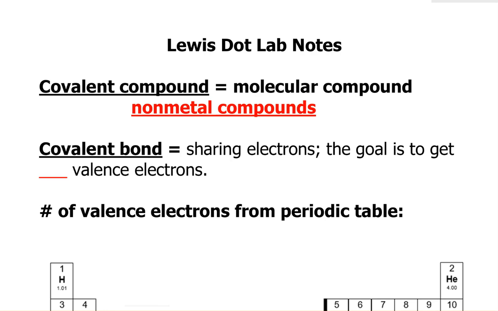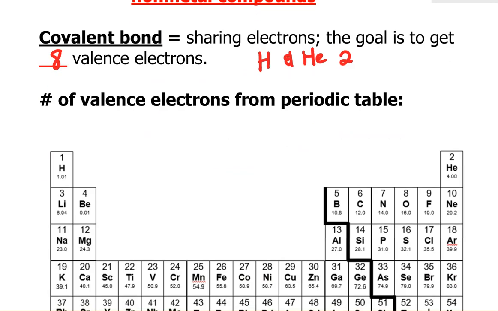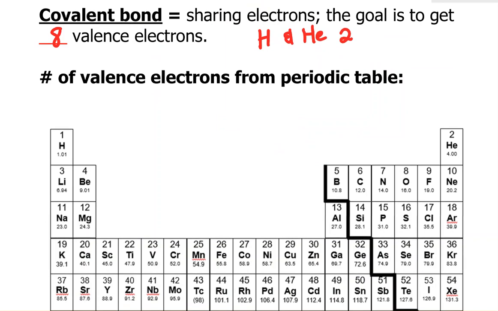They share electrons. In a covalent bond, the goal, what makes atoms most stable, is if they can get 8 valence electrons or an octet. Of course, hydrogen and helium just need 2 valence electrons. We can tell how many valence electrons an element has by its position on the periodic table.